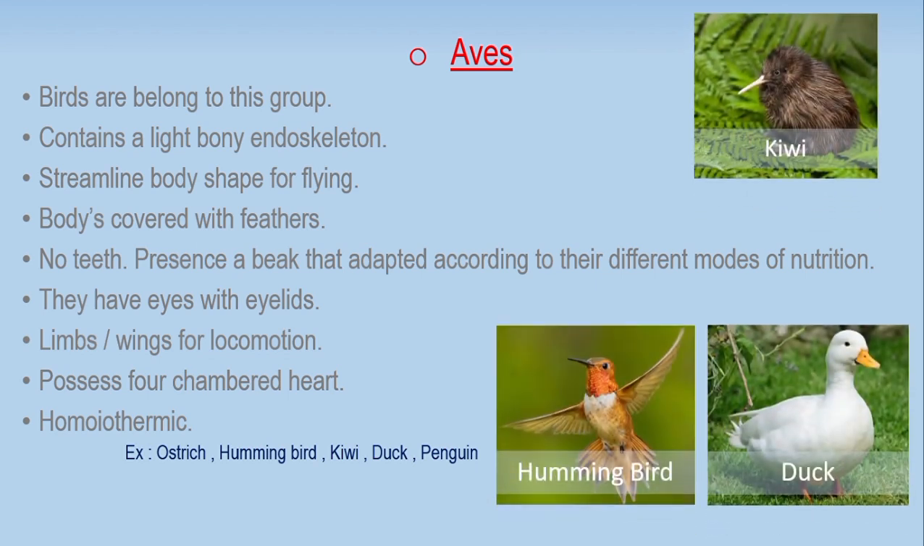The hummingbird is the smallest, lightest bird in the aves group, right? And kiwi, penguin, ostrich and all, they cannot fly, right? So this is about aves.